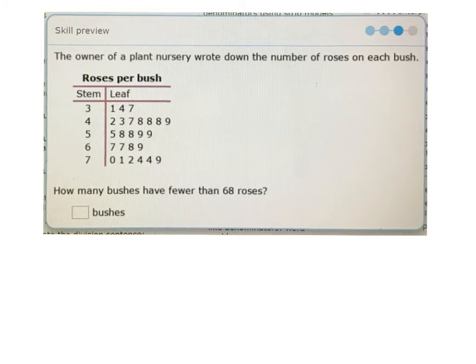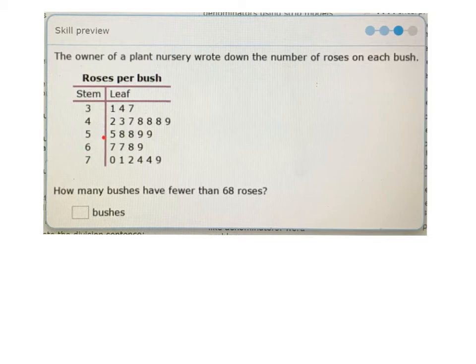This example says, the owner of a plant nursery wrote down the number of roses on each bush. So again, remember this means 31, 34, 37, etc. So it's asking us, how many bushes have fewer than 68 roses? So 68 is there. How many out of all of these bushes have less than 68? So 1, 2, because that's 67, 67. 3, 4, 5, 6, 7, 8, 9, 10, 11, 12, 13, 14, 15, 16, 17. Because there's 17 recorded here that are less than 68.